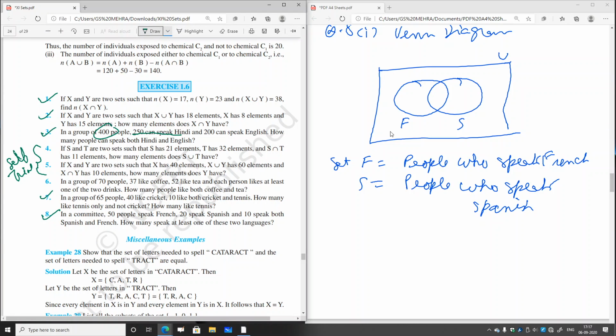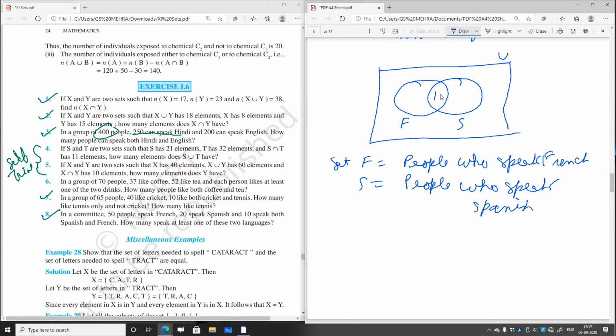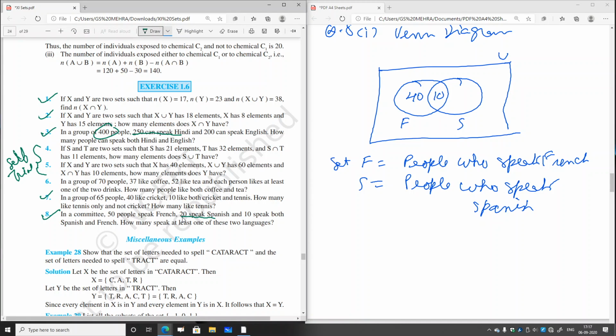In a Venn diagram, we must always fill up the elements of the intersection set. So here, if you read it very carefully, we have 50 people speak French, 20 speak Spanish, and 10 speak both Spanish and French. That means 10 are speaking both, so that will be the number of people who are common in both set F and set S. So we'll write 10 here first. Next, there are 50 people who speak French, out of that 10 are here, so the remaining 40 will be here. 40 plus 10, 50. Similarly, those who speak Spanish are 20 in number, and we have written 10 here, so the remaining 10 will be this side.